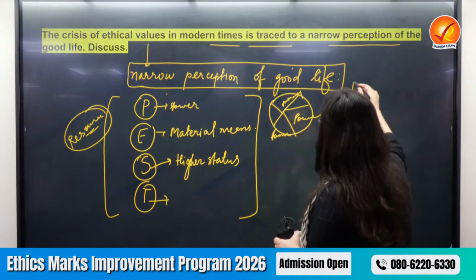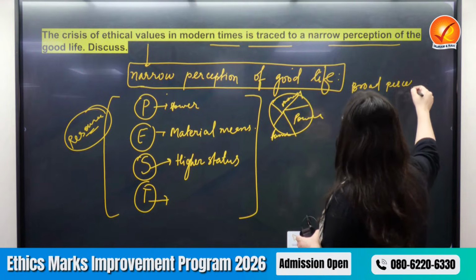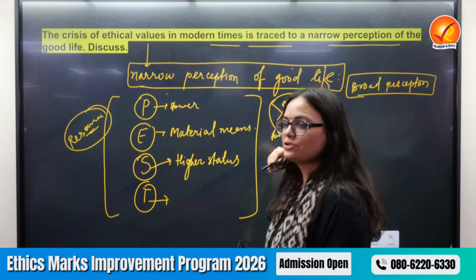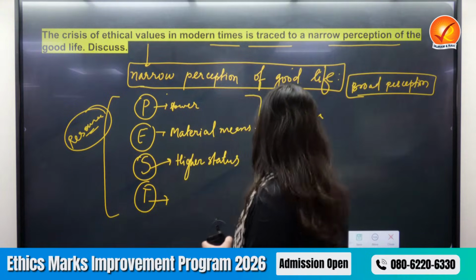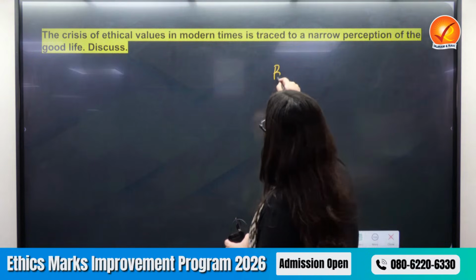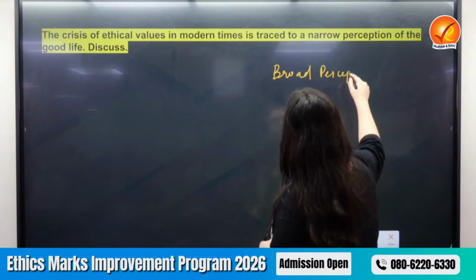What is a broad perception of good life? This can become your second subpart, or how to create a broader perception, or how to actually lead a good life. What should be the broad perception of a good life? Can you tell? Values.